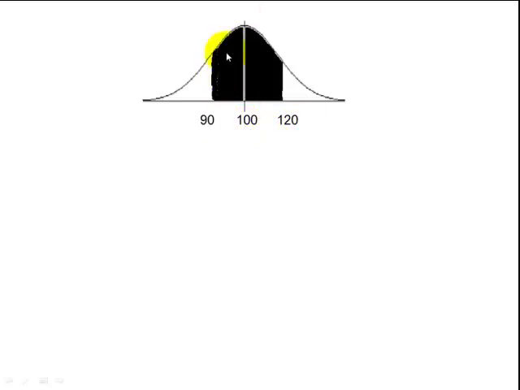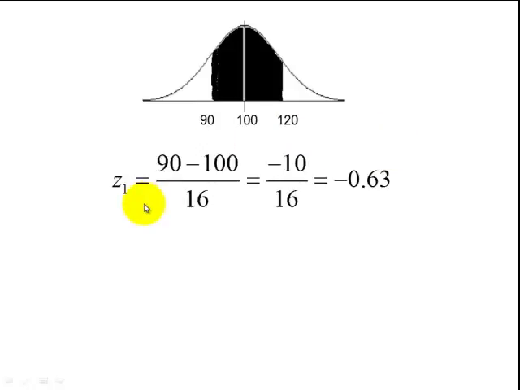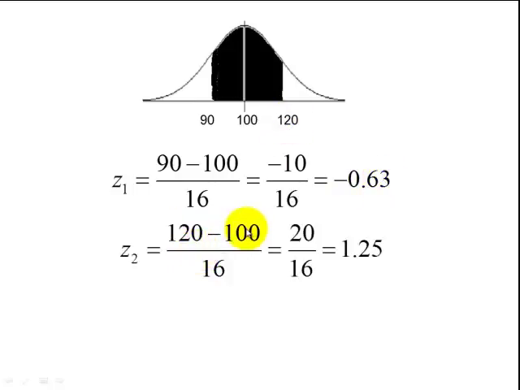Now this is an in-between problem, so we have to convert the 90 to a z-score and the 120 to a z-score. The first z-score, 90 minus the mean divided by the standard deviation, gives us a z-score of negative 0.63. The second z-score, 120 minus our mean divided by the standard deviation, gives us a z-score of 1.25.